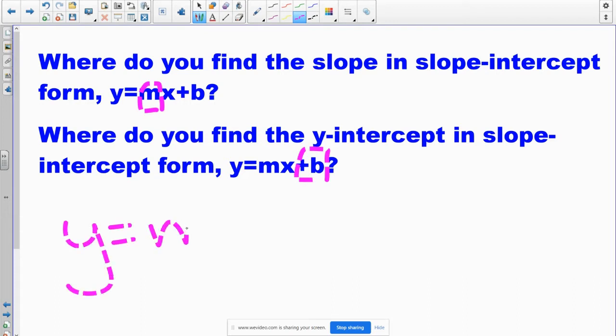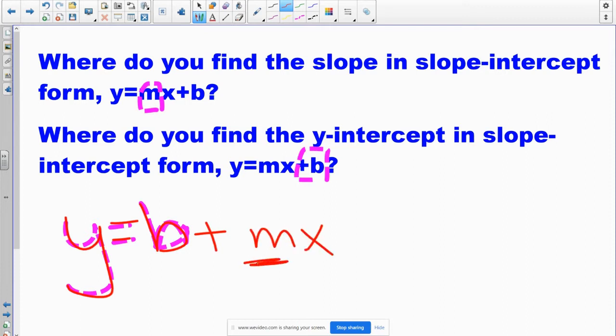Sometimes you may see it, whoops, this should be a b. Let's change it so it's easier to see. Y equals b plus mx. Doesn't change which one's the slope. The slope is always connected to the x, being multiplied times the x, and the b is always being added to the slope and the x value. Or I should say variable.